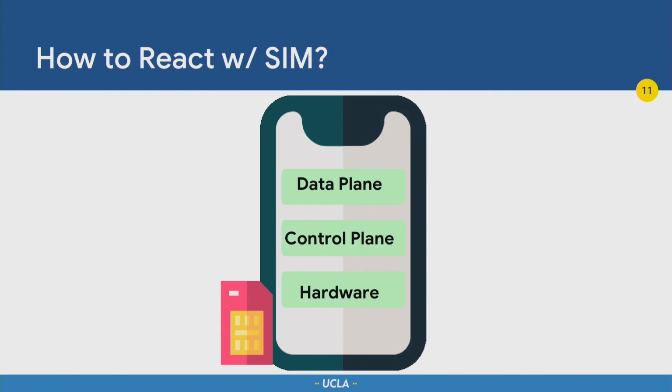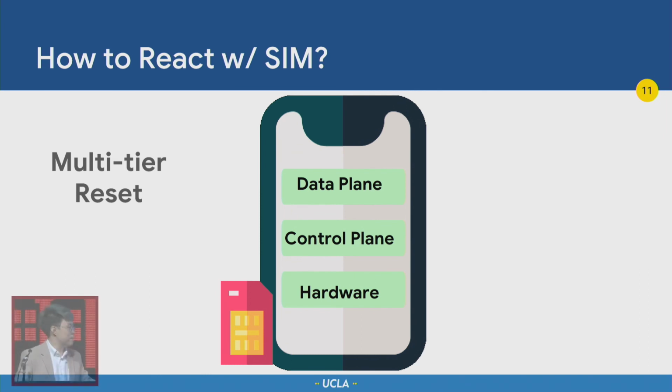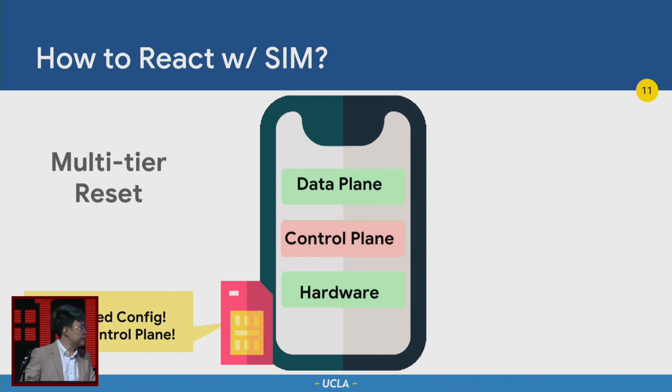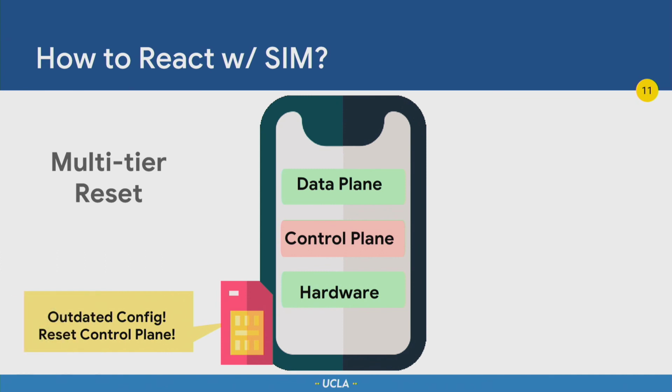So with this information, how can the SIM react to different types of failures? The SIM takes a multi-tier reset as the recovery scheme. Let's give a simple example. Say one time the failure happens in the control plane. With the collected info from both sides, the SIM could pinpoint that this failure is caused by outdated configurations. So it will directly reset the control plane. At the same time, the network side could notify the SIM with the up-to-date config, so that the SIM could update the configurations on the device and only restart the control plane instead.